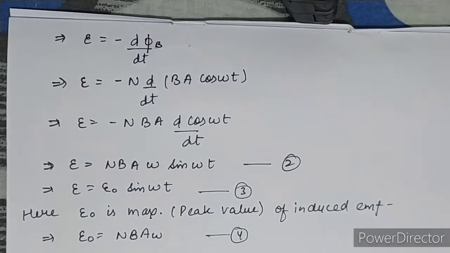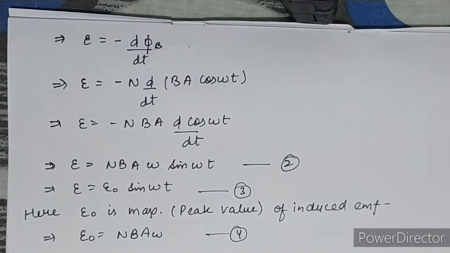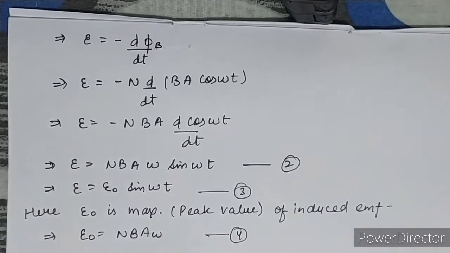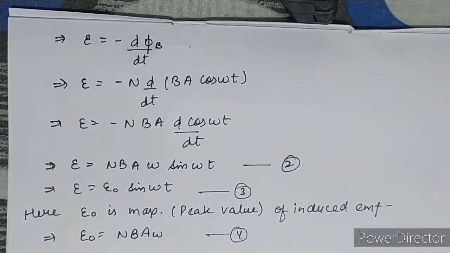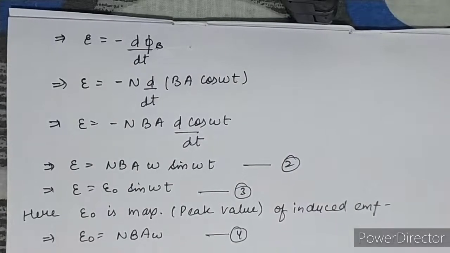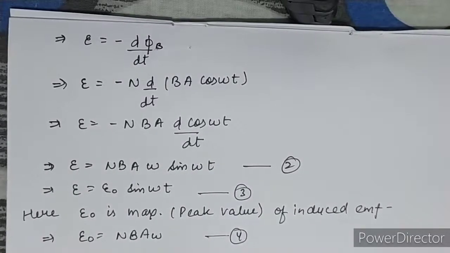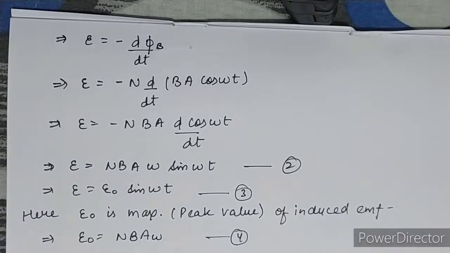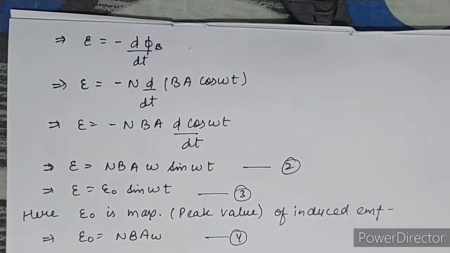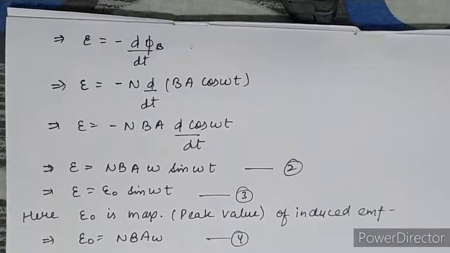And when we plot a graph between E and time t, your graph is like this. It is between E and time t, starting from the origin, taking the maximum peak value E naught, that is NBA omega. This is a quarter time, t by 4, half of the time, t by 2, third quadrant, that is 3t by 4, and it completes one cycle, taking sin t.